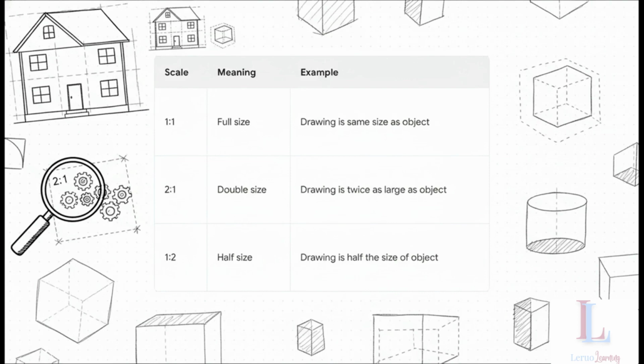The other piece of this grammar is scale. I mean, you can't draw an entire skyscraper at its actual size on a piece of paper, right? So the scale tells you the ratio. A 1:2 scale means your drawing is half the size of the real thing. But for something super tiny, like the gears inside a watch, you might use a 2:1 scale to draw it twice as large just so you can see the details.